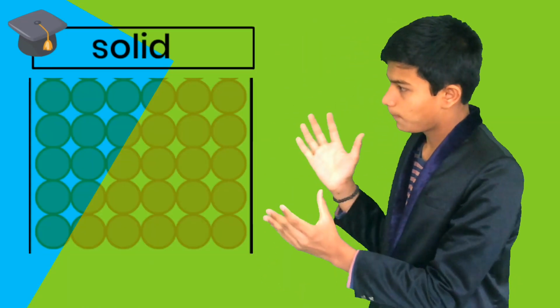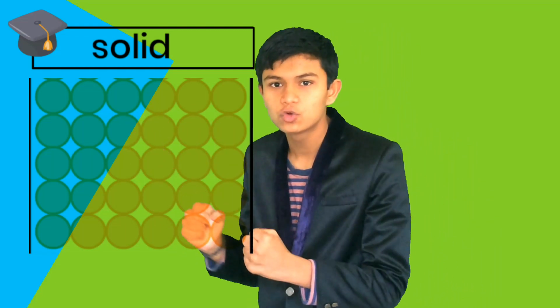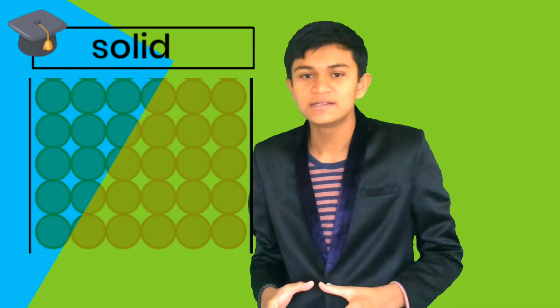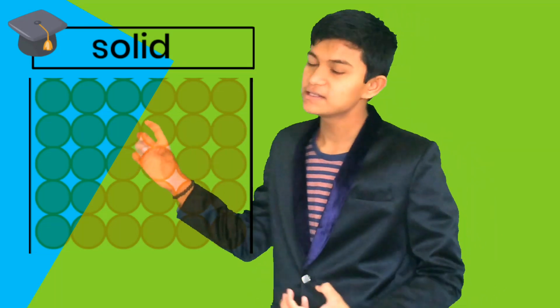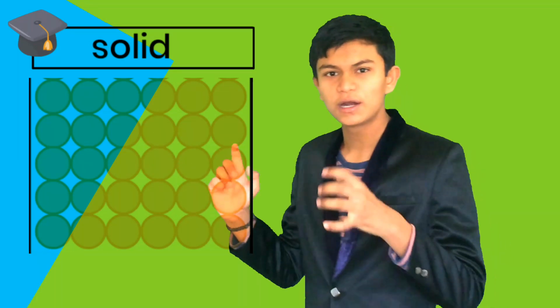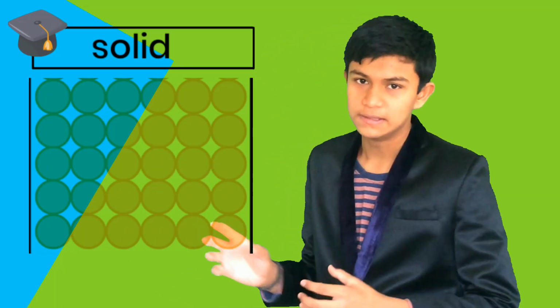The first one is solid. Now this picture depicts that the particles are so near and tightly packed. We have learned this earlier, that the particles in the solid are tightly packed, in the liquid they are intermediate, and in the gas they are loosely packed.